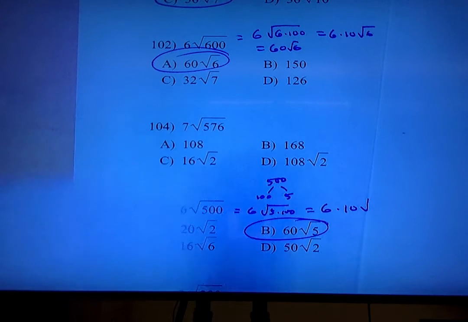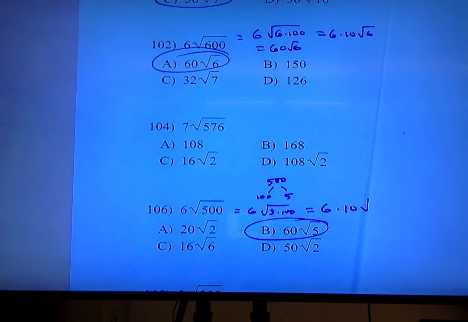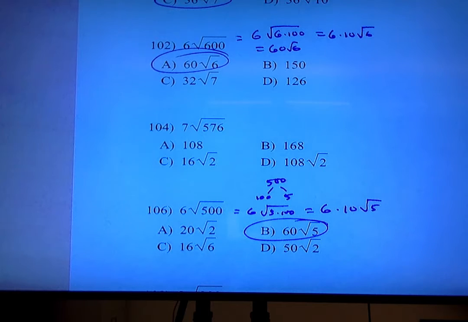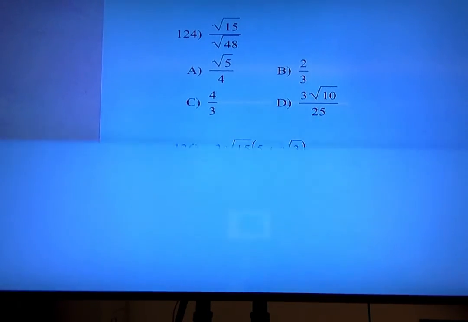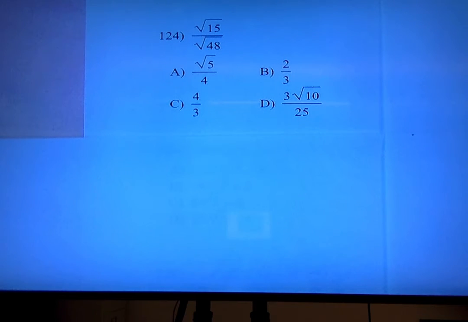Okay, let's go down to where we have to do some division. Let's look at 114, if I can find it. Actually, let's go all the way down to 124. Okay, so here's 124. Now we have a fraction that we have to simplify. We have root 15 over root 48.